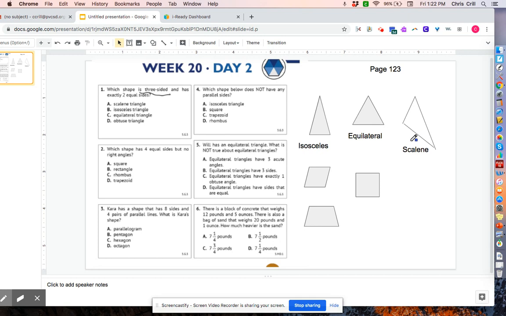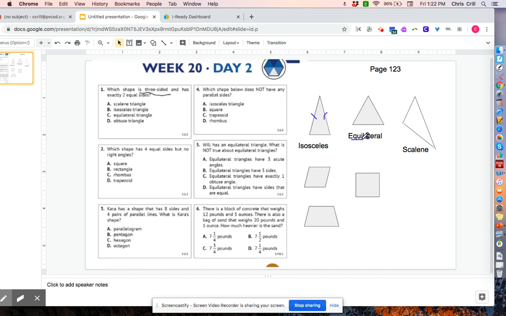We have 3 types of triangles here. The first is an isosceles triangle. And if you recall from the iReady lesson and from 4th grade, you may have learned that an isosceles triangle is one that has 2 equal sides. These marks here are just indicating that this side and this side are the same length.